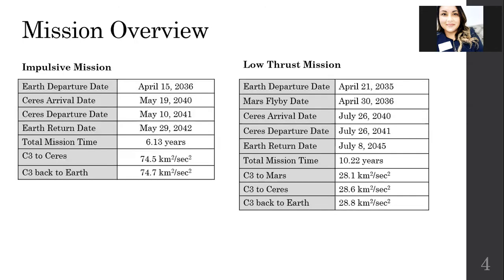Next slide. Our first trajectory is the impulse mission. It has a total mission duration of 6.13 years. Our second trajectory is a low thrust mission. It has a total mission duration of 10.22 years. Both trajectories fall within the required mission duration.